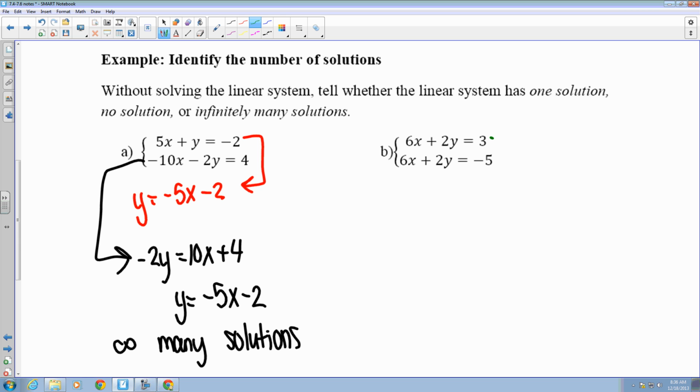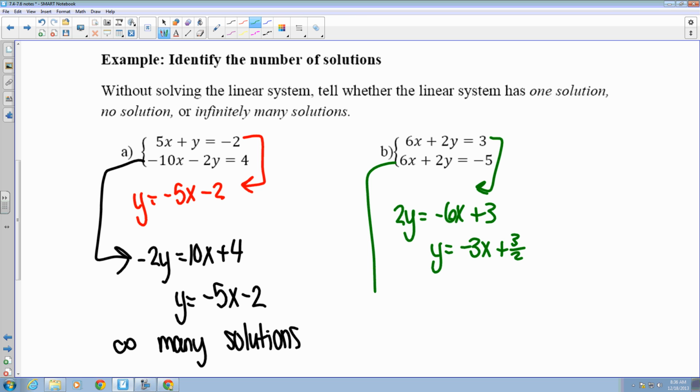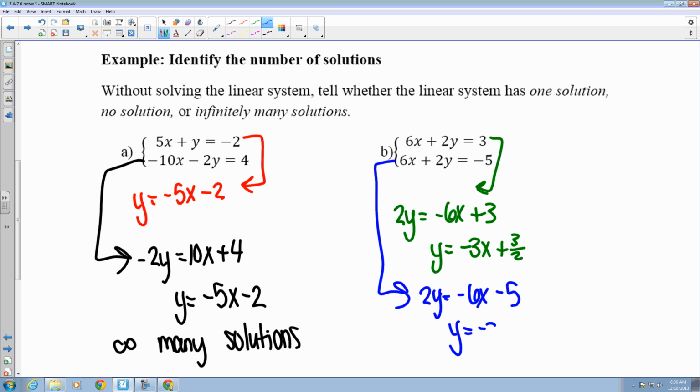And on B, if I solve the top one, and then I solve the bottom one. Oops. I want to do that in blue so we could tell the difference. Here we go. We have the same slopes but different y-intercepts. So these are going to be parallel lines, so this is no solution because they would never intersect.